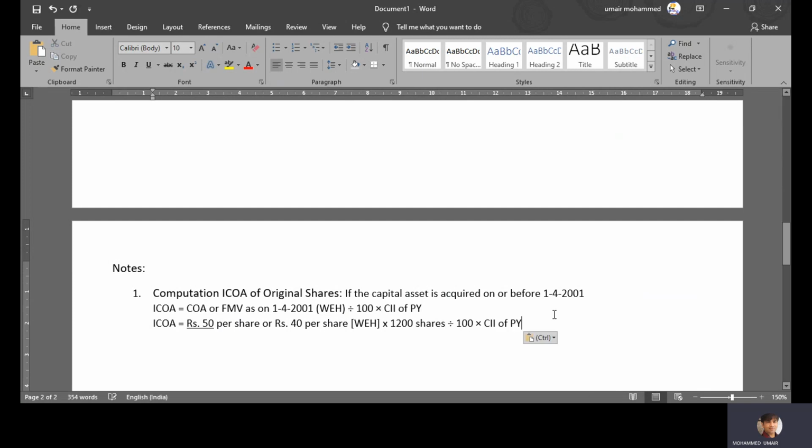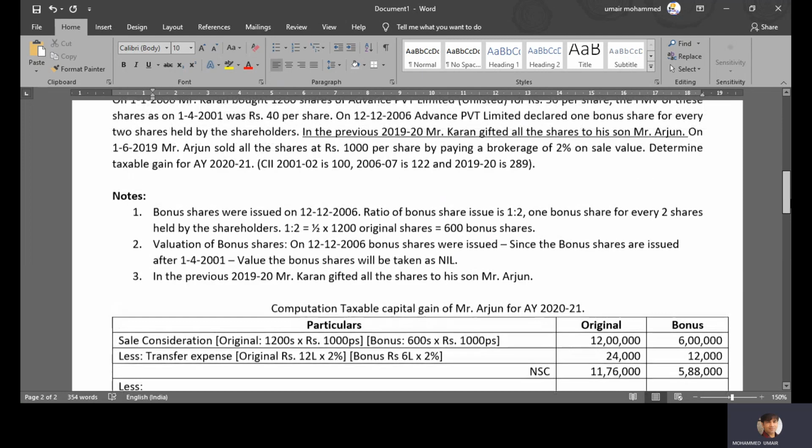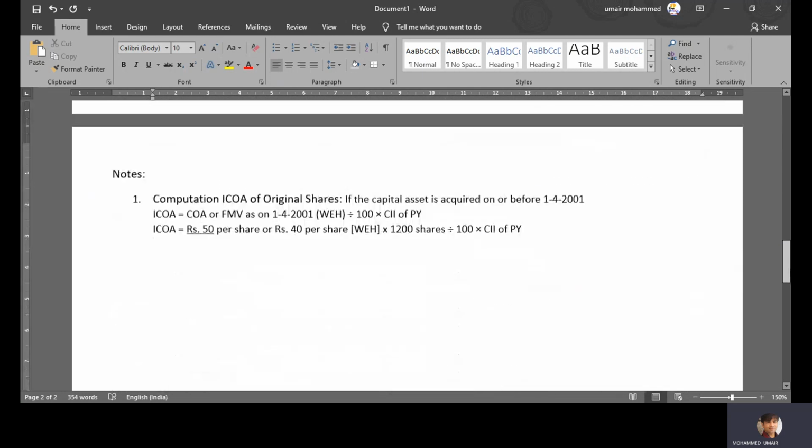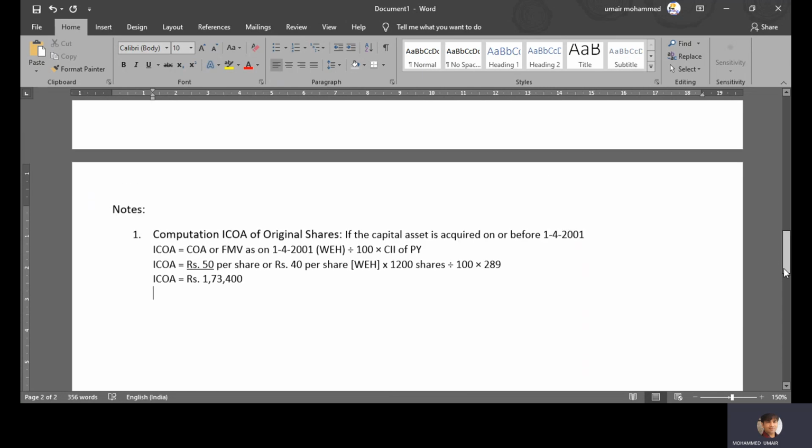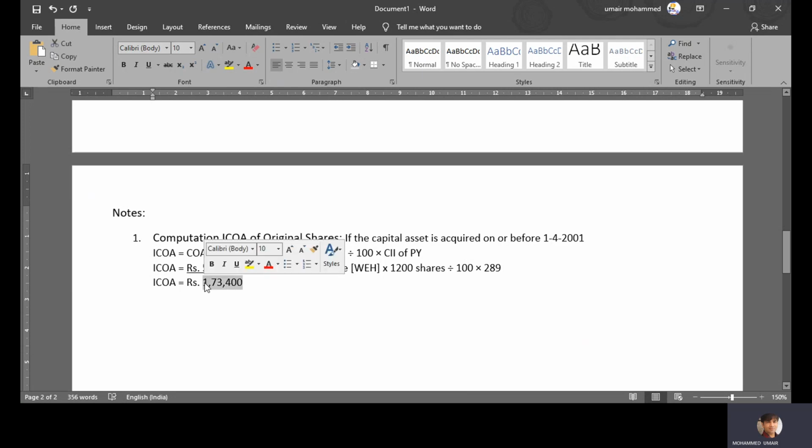Now let's simplify this. CII of previous year 2019-20 is 289, which is given in the question. So 50 divided by 50, multiplied with 1200 shares, divided by 100 into 289. So when you simplify this, you get rupees 1,73,400. This is your indexed cost of acquisition, 1,73,400.